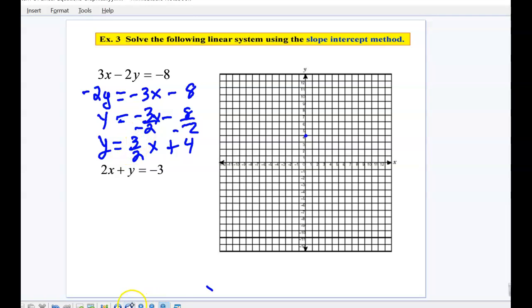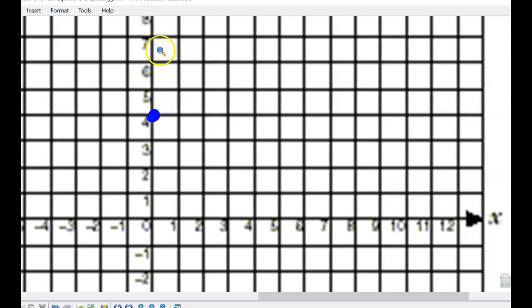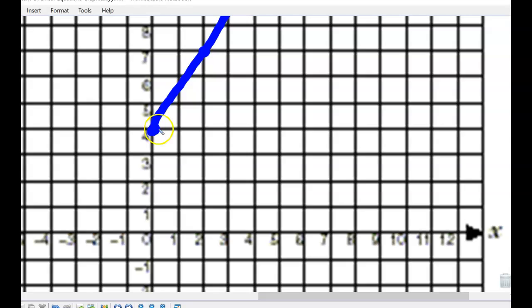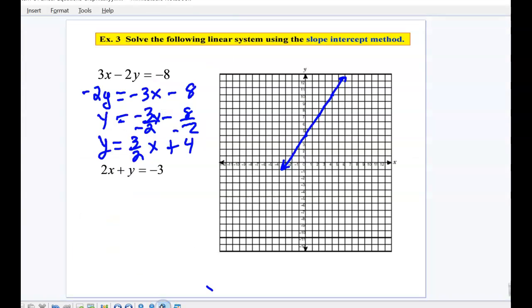And my slope is 3 over 2, which means from that point, I can go up 3 and over 2. And that point would put me right here. And if I wanted to, I could do that again. I could go up 3 over 2. And again, there would be my line if I was to draw it. Okay, and again, that would be the equation y equals, well, let's put the original equation, maybe not that it matters because it's really the same thing, but that is 3x minus 2y equals negative 8.